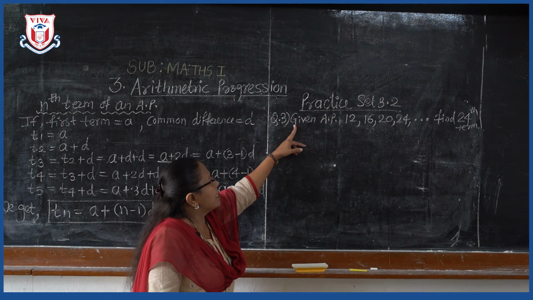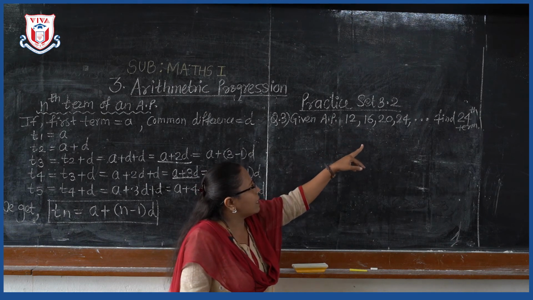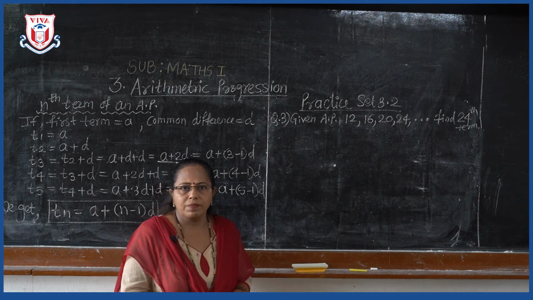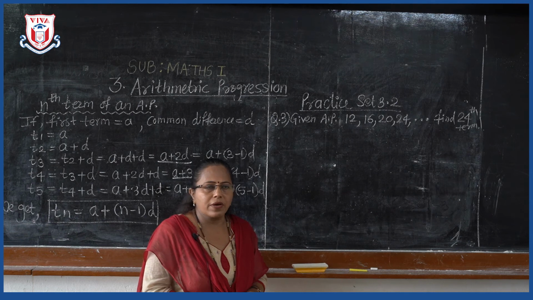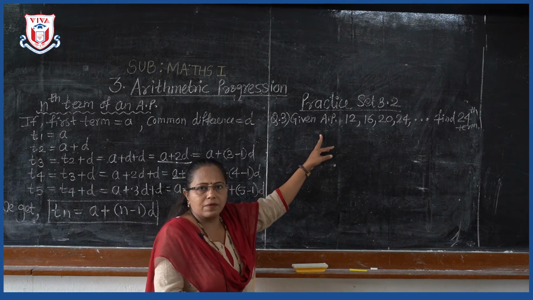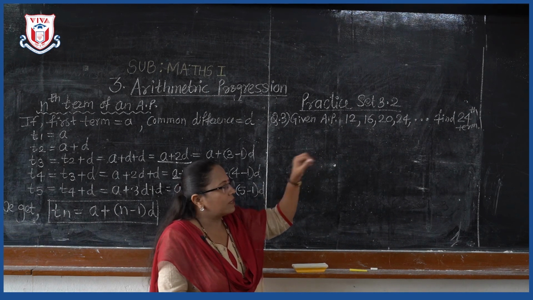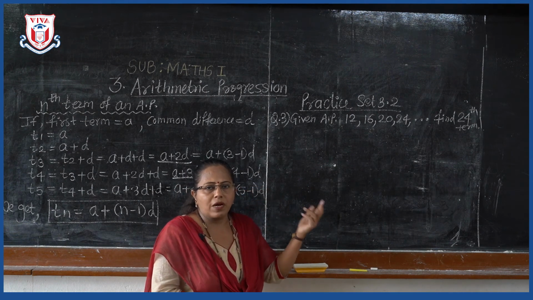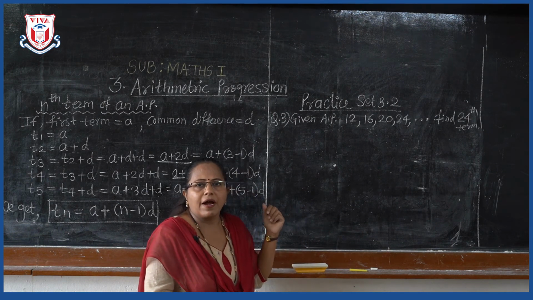The question is: given the AP 12, 16, 20, 24 and so on, find the 24th term. This question carries 2 marks. The AP is given here, and we have to find the 24th term. So to find the 24th term we have to apply the nth term formula, and for that we require values.